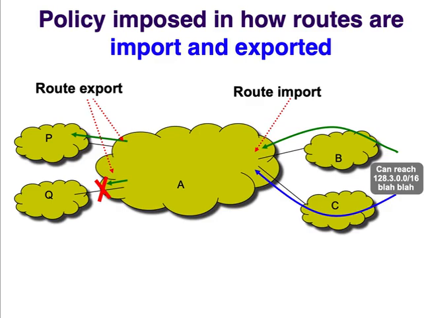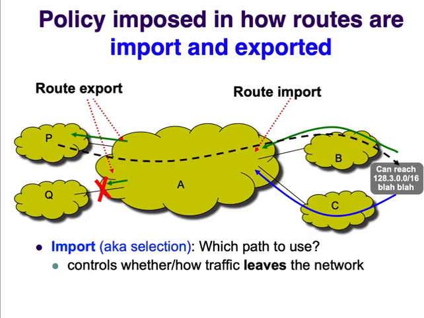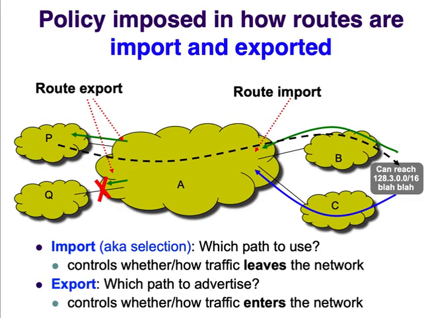So policy is imposed in how routes are imported and exported. I'm going to repeat this a few times because it's intuitive, but we trip on it multiple times. Import determines which path I'm going to use. Your import policy dictates how traffic leaves your network. Your export policy, which is the question of which paths I advertise, controls how traffic enters your network.